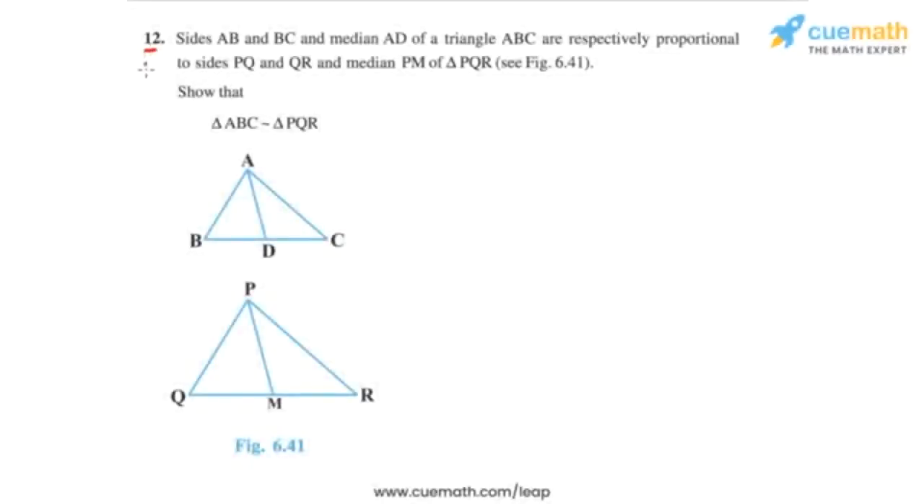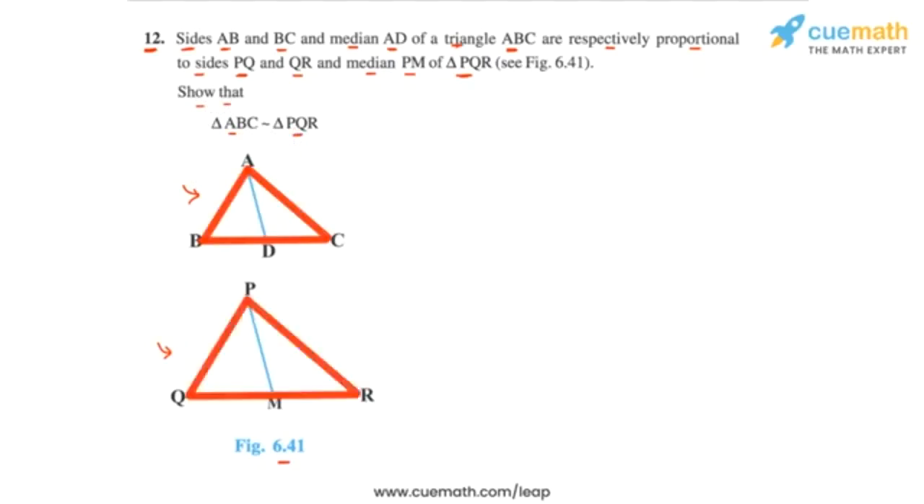In question 12, we have this figure 6.41, and the problem statement says sides AB and BC and median AD of a triangle ABC, the first triangle, the triangle that you see above, are respectively proportional to sides PQ and QR and median PM of triangle PQR, which is the second triangle. Show that triangle ABC is similar to triangle PQR. So triangle ABC is this first triangle, triangle PQR is this second triangle. We have to show that these two triangles are similar.